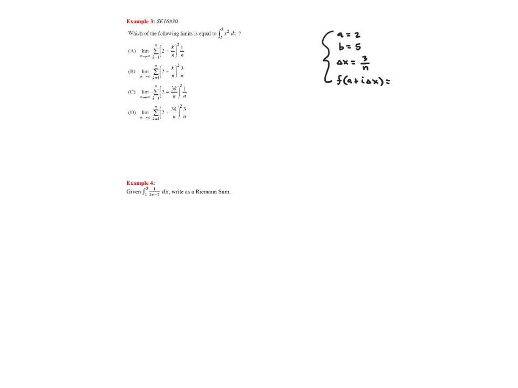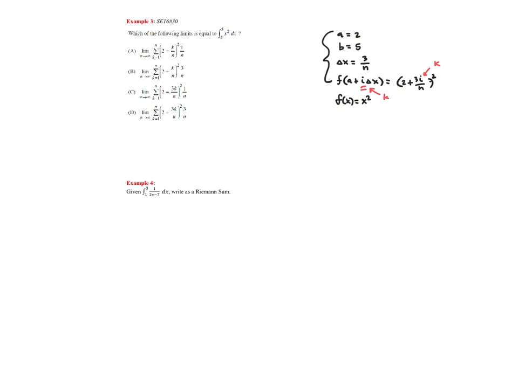Well, first of all, you have to know what f of x is. f of x is the function that we're integrating, x squared. Therefore, f of a plus i delta x will be f of a, which is 2, plus i delta x, which will be 3i over n. Now, in some cases, they might not refer to this index as i. It might be a k or something else. I think in this case, they utilize k.